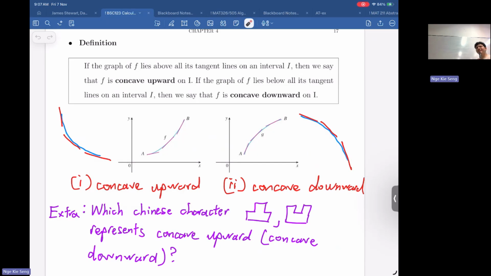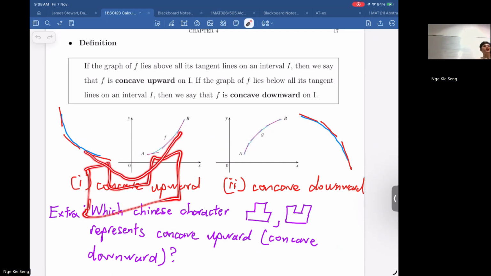Not sure. Out, huh? 对吗? Out, right? 上凹. Okay. Yeah. Because it is really out. Okay.